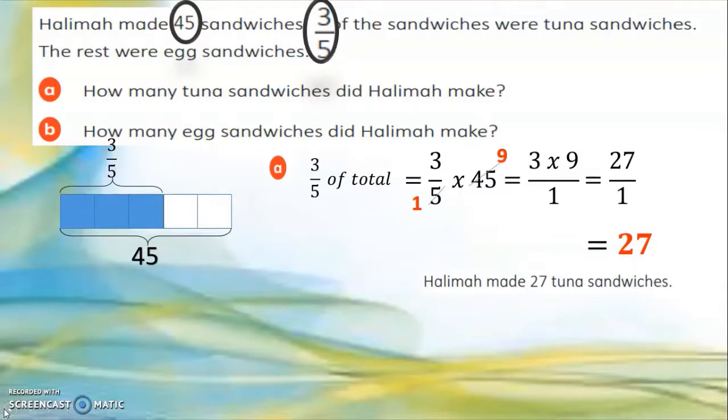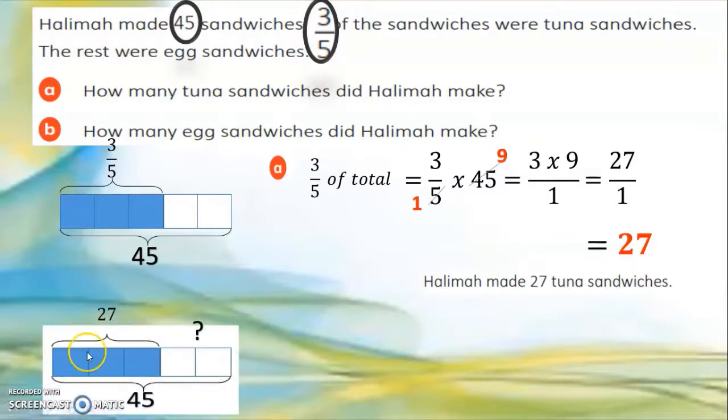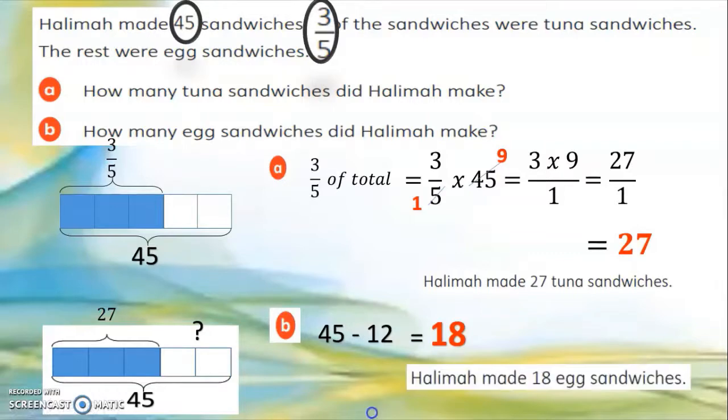Second question, how are we going to find the egg sandwiches? So we know that 45 is the total and 27 were tuna sandwiches. So we're going to find the egg sandwiches. So 45 minus 27 is equal to 18. So Halima made 18 egg sandwiches.